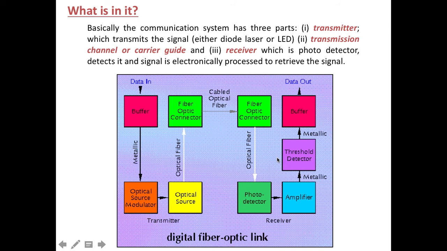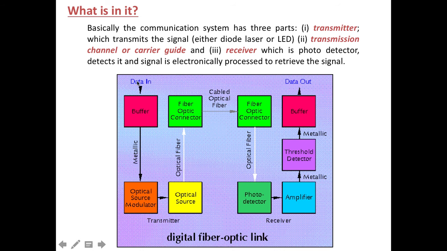What is in it? Basically, the communication system has three parts. First is the transmitter, second is the transmission, and third is the receiver. The transmitter will transmit the signal, using either a diode laser or a light emitting diode. The transmission means the carrier guide or the channel where the light is passing. The receiver, which is a photodetector, detects it and the signal is electronically processed to retrieve the signal.